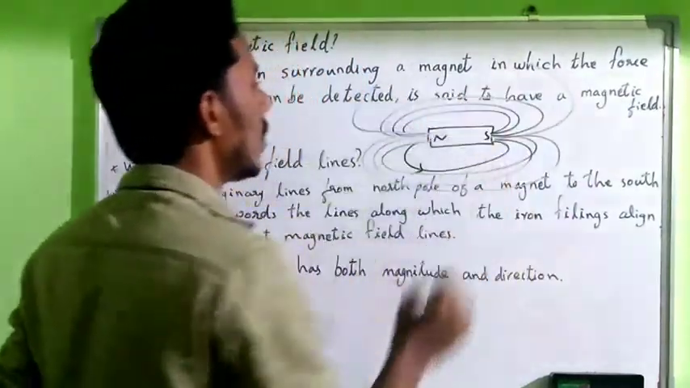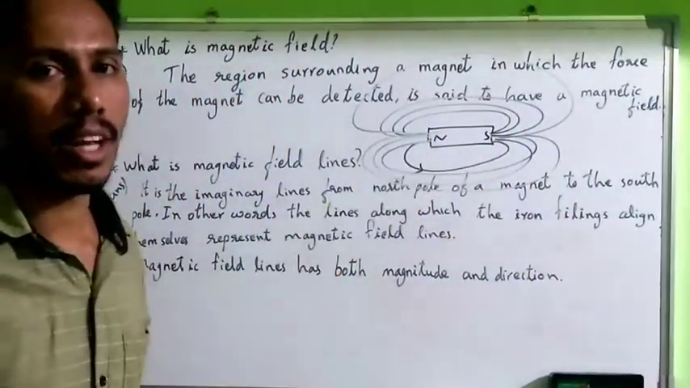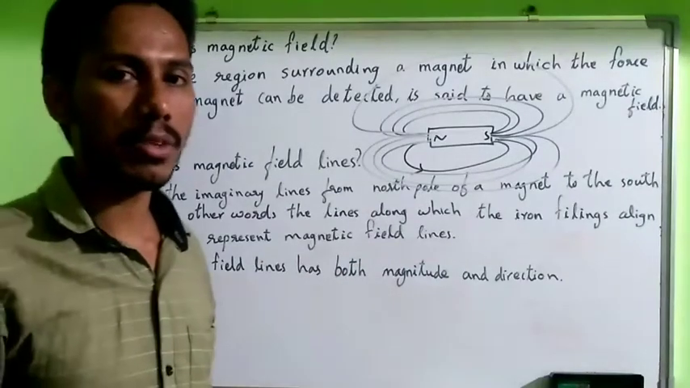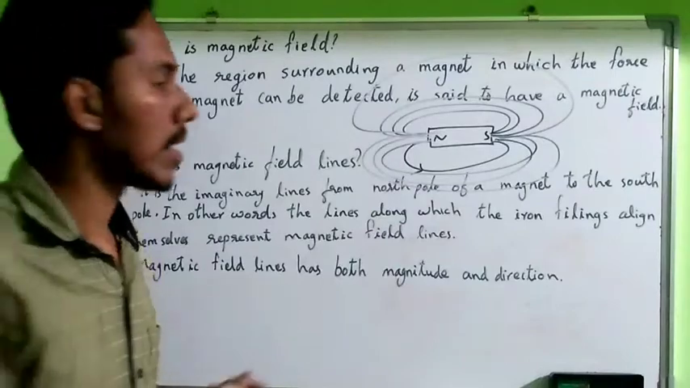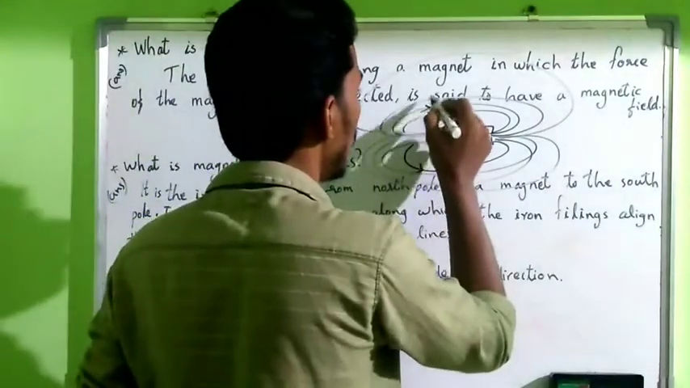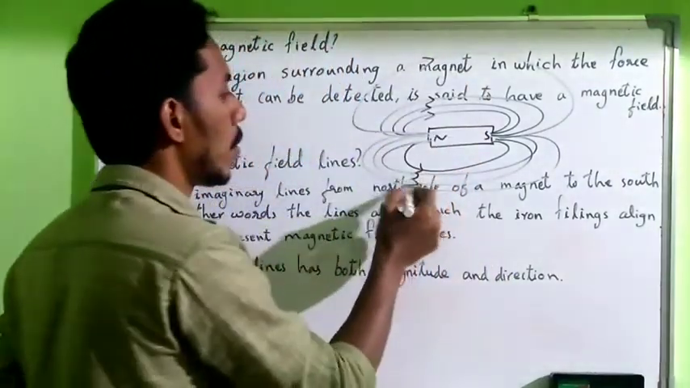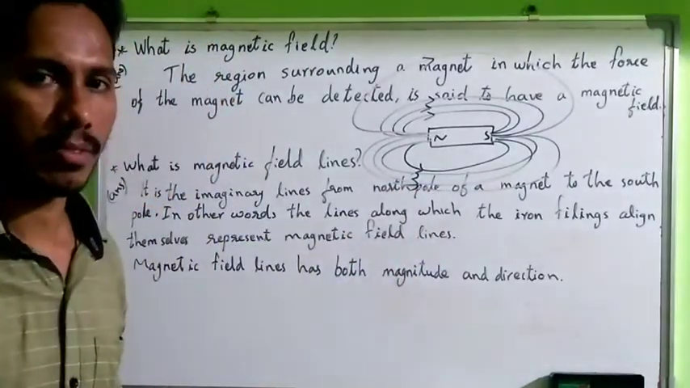These lines are called magnetic field lines. These are imaginary lines of force. Okay, these are simply imaginary lines of force starting from north to the south. They always start from the north to the south direction.